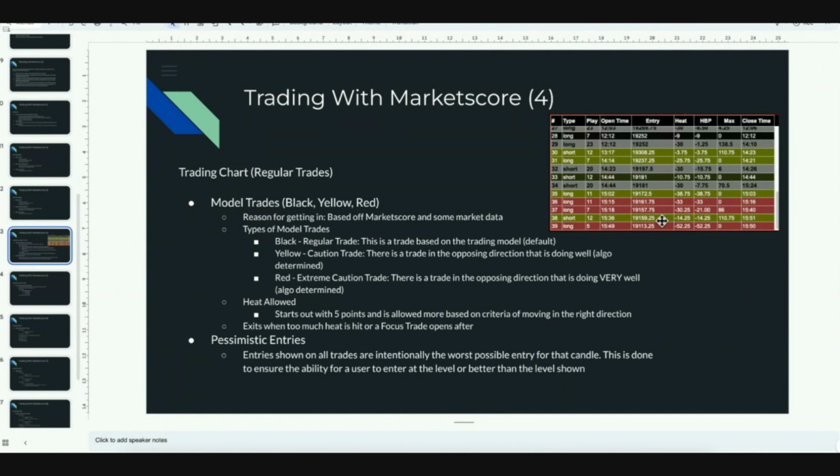And so I use pessimistic entries for that candle, because these are 1 minute candles, and it uses the worst possible level of that candle in order to indicate the entry so that you can actually hit that level.